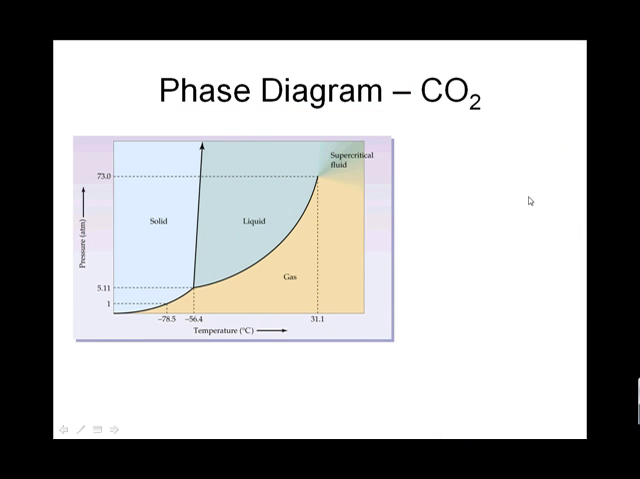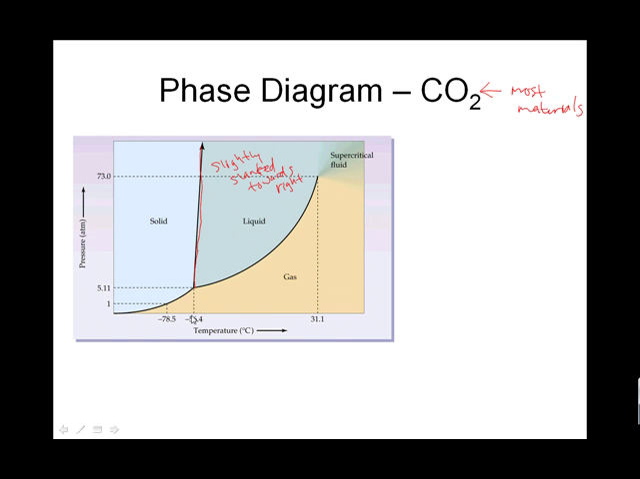Here's a diagram for CO2, and this kind of represents most materials, in that, not the numbers necessarily, but the shape of the phase diagram. And as you can see, this arm is slightly slanted towards the right.